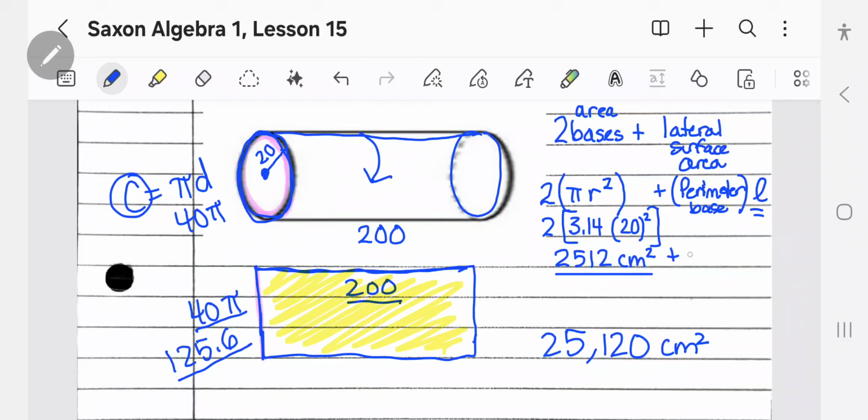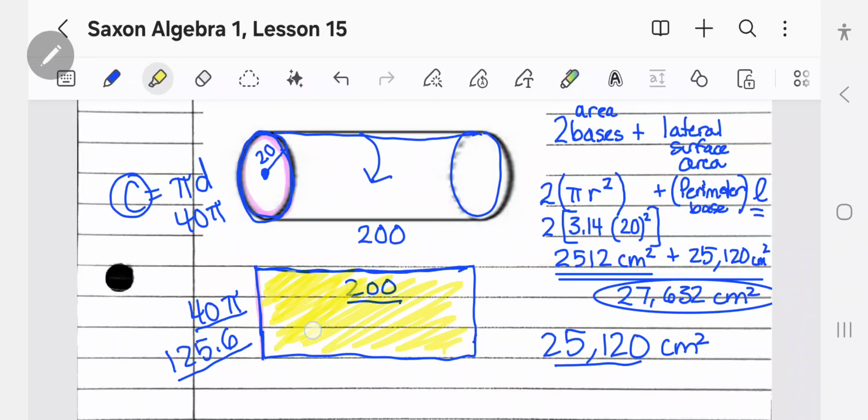And so we need to add to that what we just found out, 25,120 square centimeters. When you add these two together, you get 27,632, and that's in square centimeters. And that would be everything you would need to cover here and here and the bottom. That would be your total surface area.